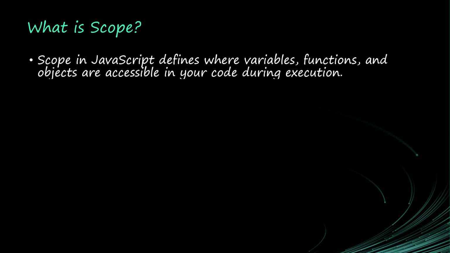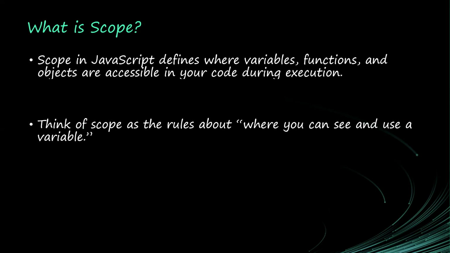All right, what is scope? When we talk about scope, we are talking about at what boundary, or at what area, can we access a variable, whether it's a function or a variable. Scope in JavaScript defines where variables, functions, and objects are accessible in your code during execution. So scope defines a boundary where you can access a variable, a function, or an object that you have declared in your program.